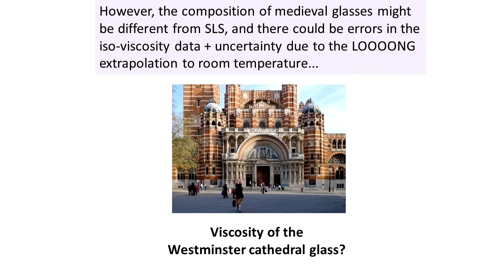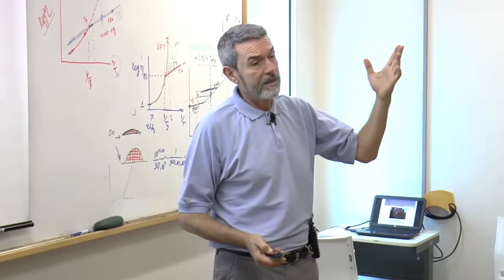This is the famous Westminster Cathedral in London. Very nice cathedral. I have been two or three times to this cathedral. It's extremely nice. It has very nice stained glass windows in the UK. And the composition of this glass is a little bit different from the modern window glass.